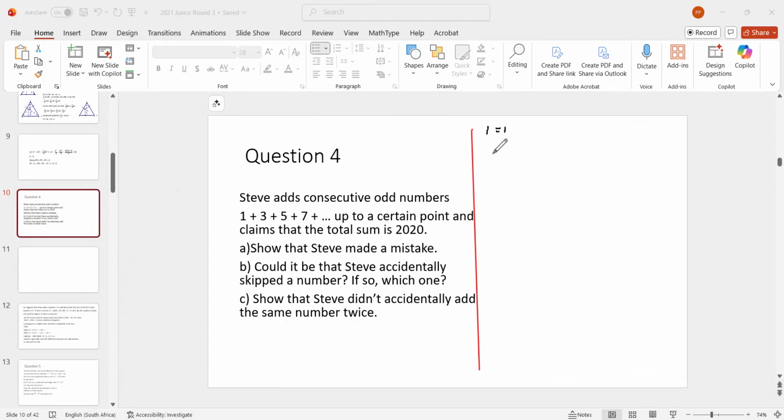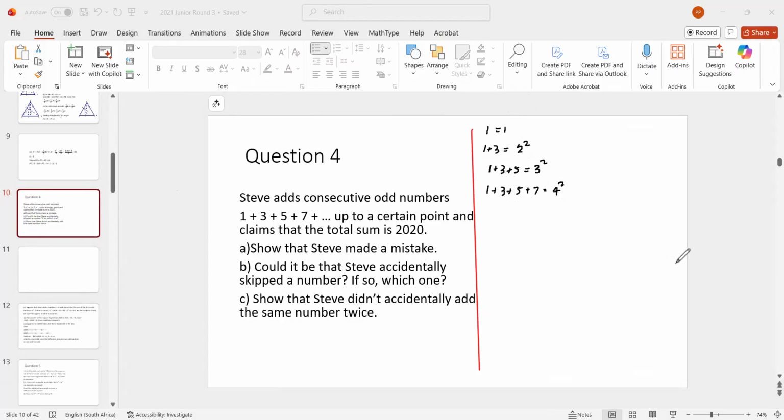1 is equal to 1. Okay, 1 plus 3 is 4, which is 2 squared. 1 plus 3 plus 5, 4 plus 5 is 9, that's 3 squared. 1 plus 3 plus 5 plus 7 is 9 plus 7, which is 16, it's 4 squared.